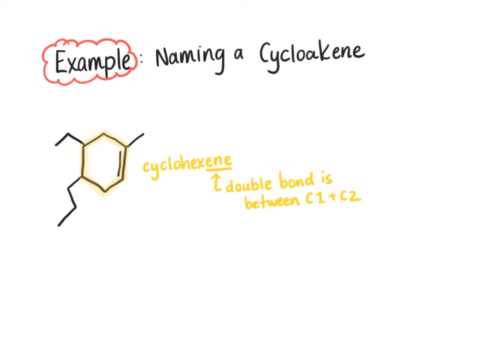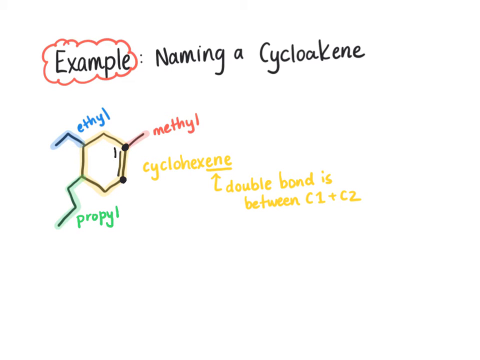Because it's given priority, the double bond is between carbons 1 and 2. So now we're going to look at our groups. We have 3 groups. First group is a methyl. Second group is an ethyl. And our third group is a propyl. Now when we're numbering our cyclohexene, either this carbon or this carbon will be number 1. We're going to look at both directions and see which way gives the lowest sum.